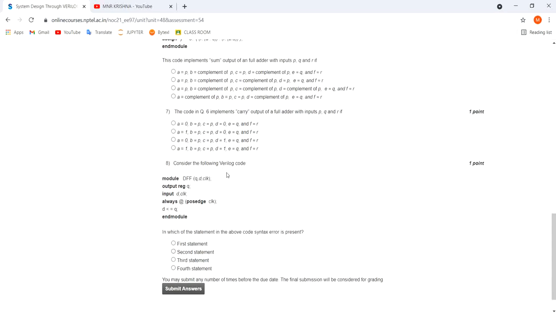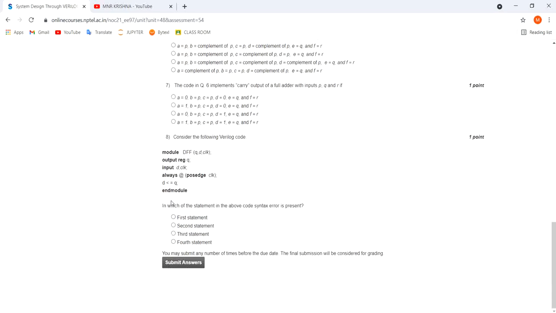Consider the following Verilog code: module DFF, D flip flop, Q comma D comma clock. Output register Q, input D clock, always at the positive edge clock, Q equals D. In which of the statements in the above code is a syntax error present? We have to find the syntax error in the above code.